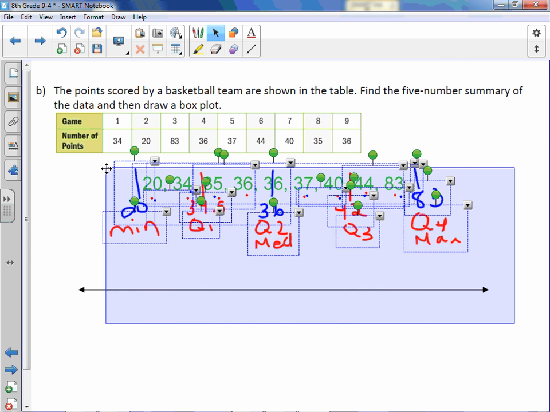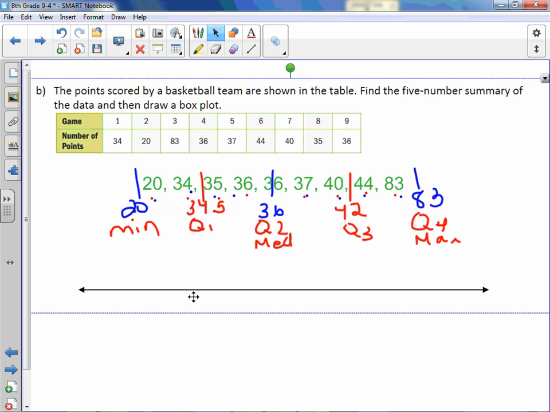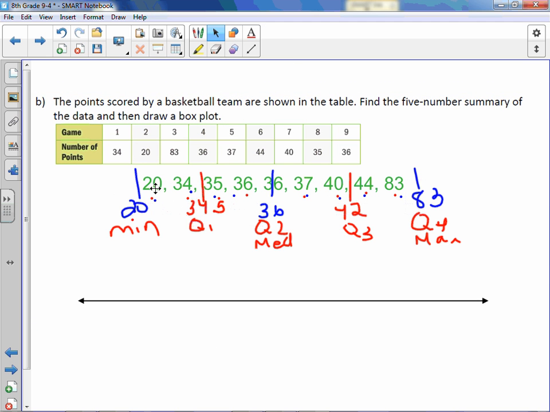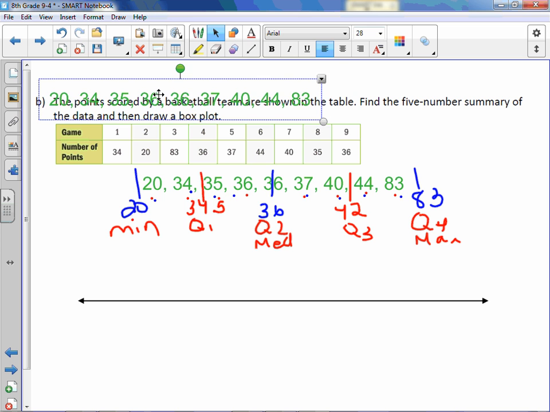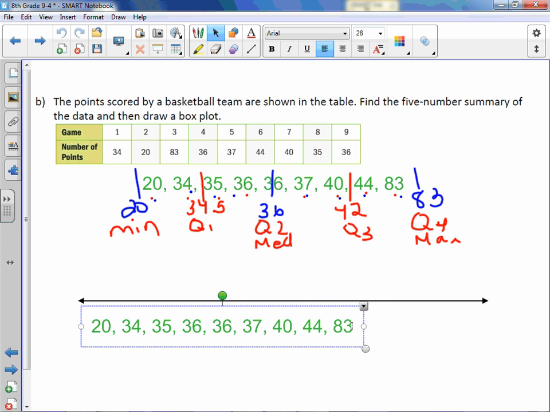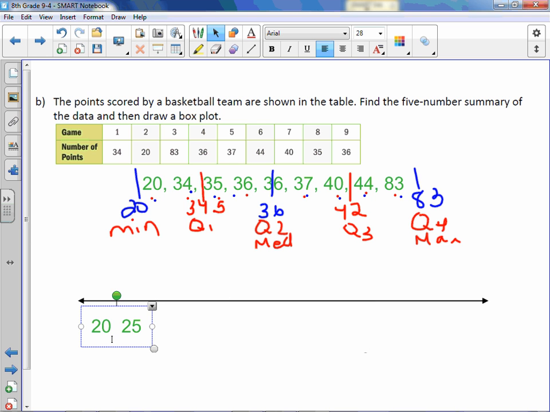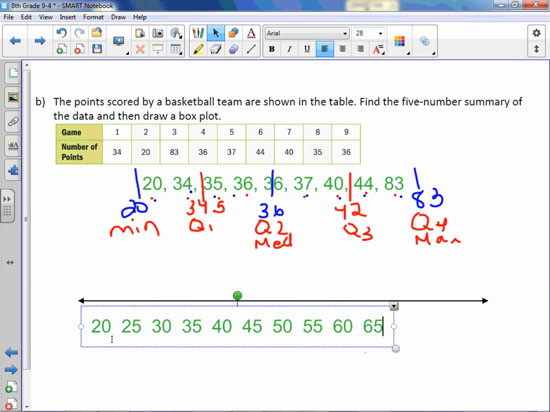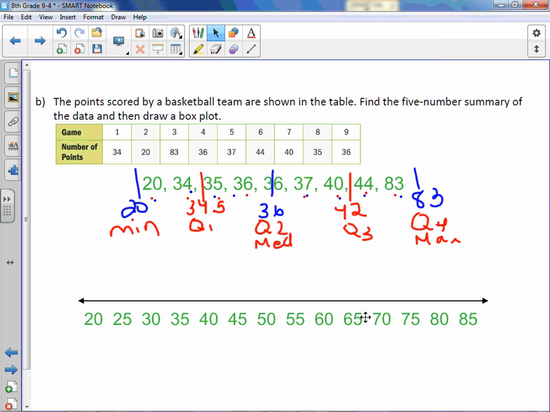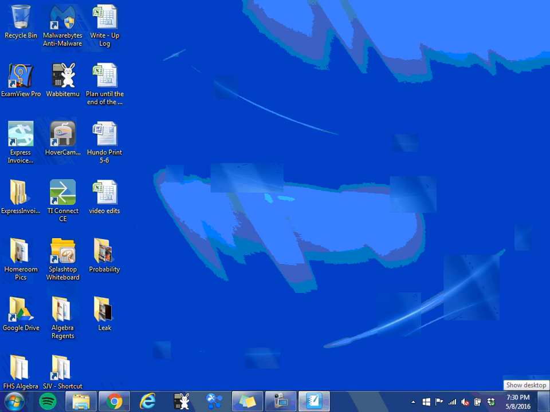Now, let's move this up a little. Okay. We go from 20 to 83. I can't exactly count by ones. That would not make any sense. Instead, I'm going to count by 5s. I'll start right at 20. 20, 25, 30, 35, 40, 45, 50, 55, 60, 65, 70, 75, 80, 85. Okay. I will draw the dashes in.